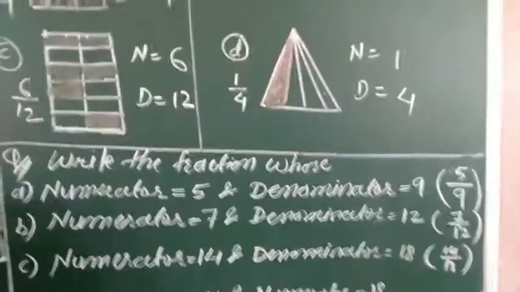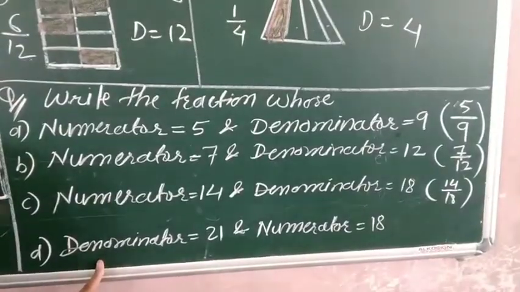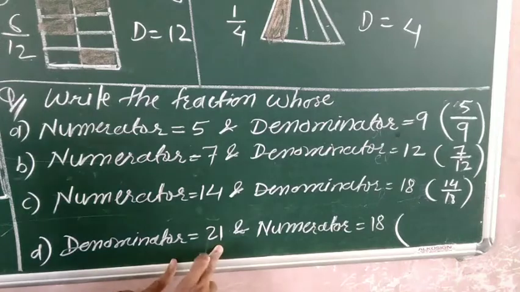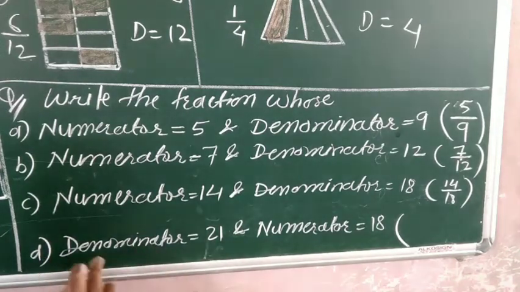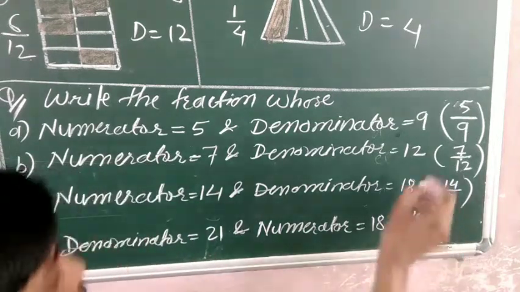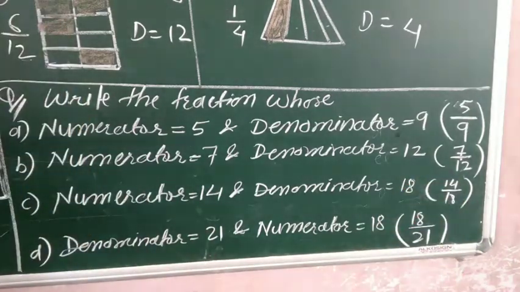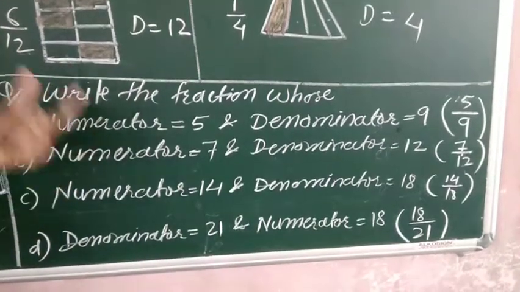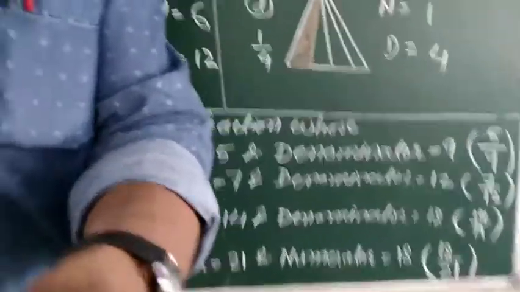And last में देखिए, the denominator is given here बेटा 21 and the numerator is 18. So बेटा, don't think that the first number will be the upper part. No, the denominator is given first. So we have to write the denominator below and the numerator is 18. So you can write here 18 by 21. So this way we can form the fraction with the help of the given numerator and denominator. Thank you.